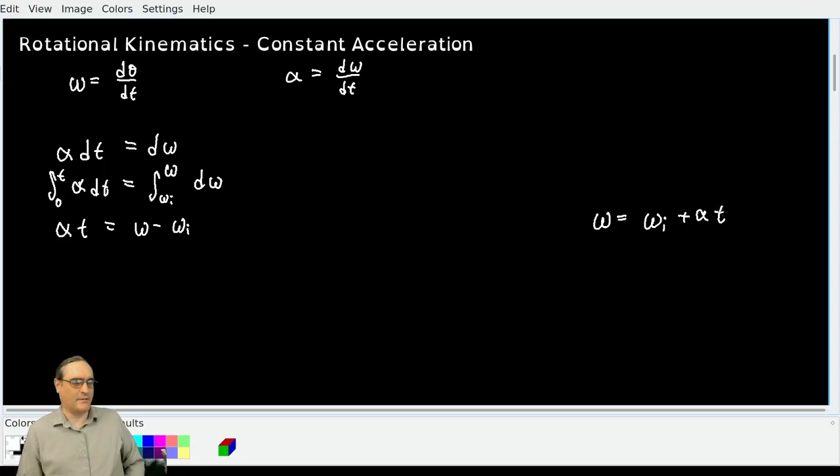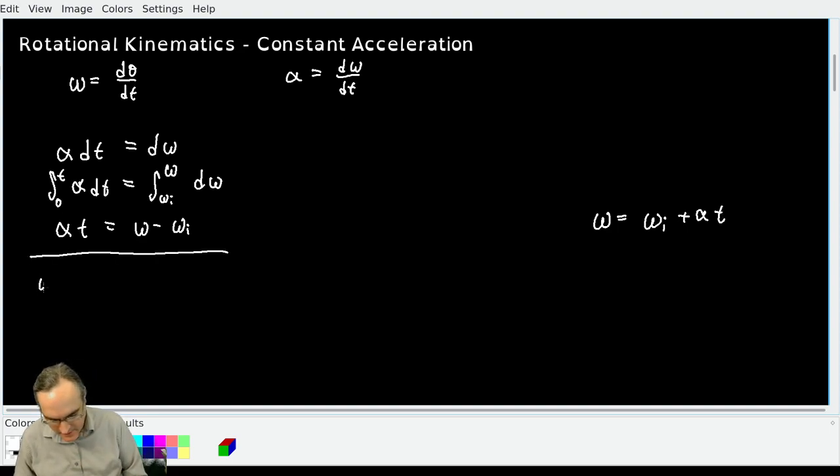That looks awfully familiar. It's basically just a swap of symbols from what we knew for linear motion. It's the same idea. All right, carrying on from there, we're going to use the second equation. Omega is d theta dt. Well, we can use the equation we just found for omega. So we'll have omega initial plus alpha times t is d theta dt.